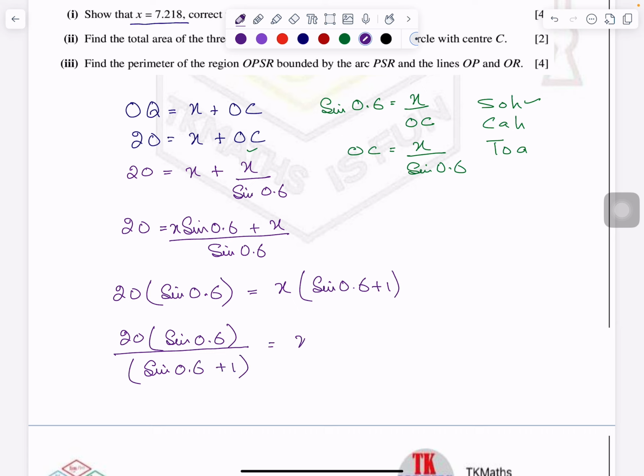Now use the calculator, and please remember, keep the mode of the calculator in radian. Very important. So I'm using the calculator. You also use it, please, quickly.